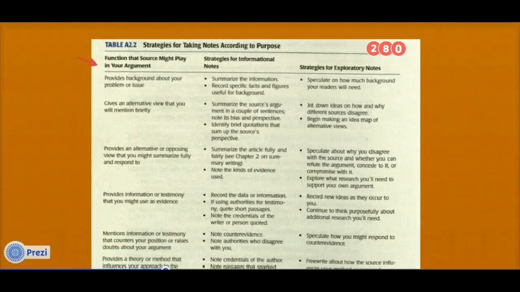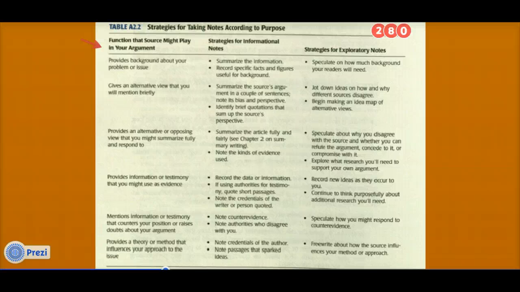So, let's look also at this graph right here. This is another table actually from page 280 in your book, and it gives you some more strategies for note taking. What I really like is this first column, function that the source might play in your argument. If you're thinking about these things, how you can use different sources in your argument to provide background, to provide an alternative view, these are the kinds of things that you want to be looking for as you're researching to help you support your source. So this is also a great table to look at.